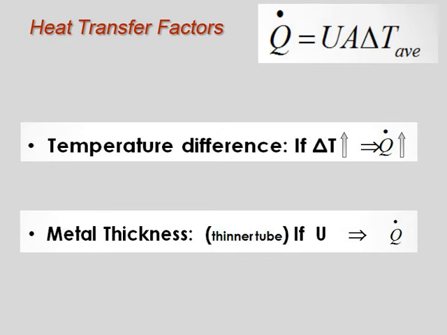Another factor is metal thickness, which affects the heat transfer coefficient, U. The thinner the metal, the easier it is to transfer heat across it. If the heat transfer coefficient goes up and area and delta T remain the same, what will happen to the heat transfer rate? It will increase.